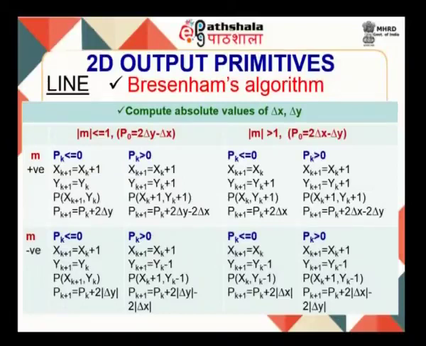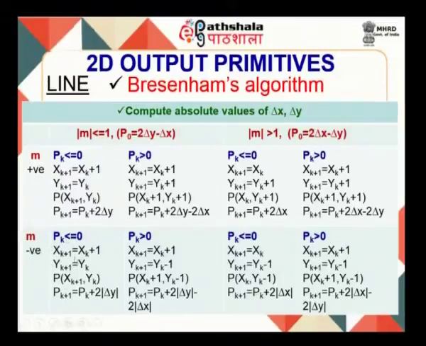So, if m is less than 1 and m is positive, what should you do? What set of equations should you use? If m is greater than 1 and m is positive, what set of equations should you use for the p k less than 0 and p k greater than 0 case? And the same thing is summarized for the negative case, that is if m is less than 1 and m is negative, that means the line is inclined towards the x axis, but while x increases, y decreases. So, that is what a negative slope line is.